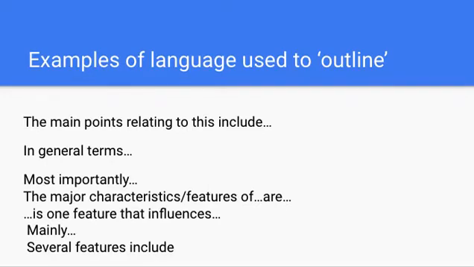So some of the examples of language that we use to outline is to start a sentence by saying, the main points relating to this idea include, in general terms, this is the idea. Most importantly, this is the main feature. The major characteristics or features of this idea is one feature that influences this idea. And mainly or several features include this.